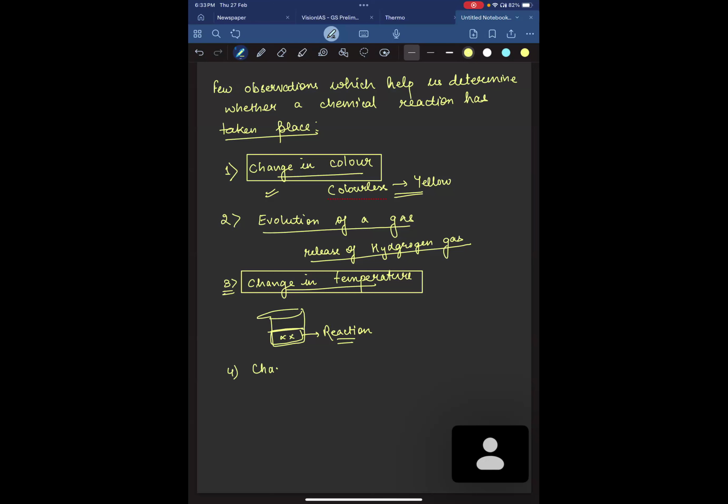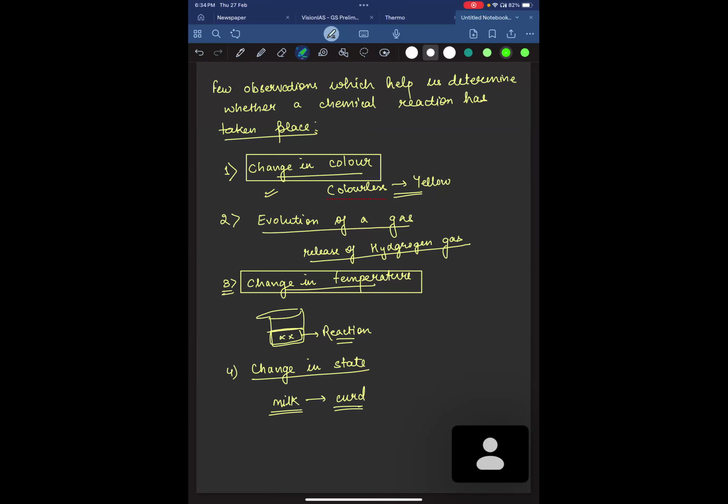Then change in state. For example, the state of milk and curd is very different. Milk is completely liquid while curd is not. So this change in state also shows that this is a type of chemical reaction.